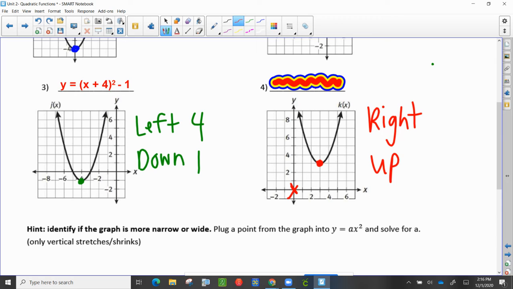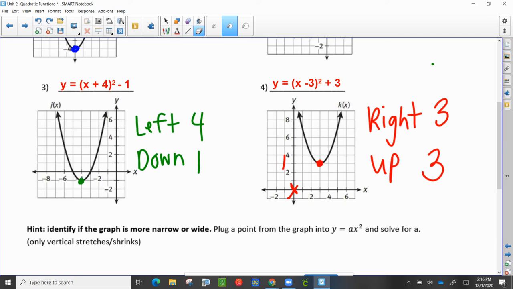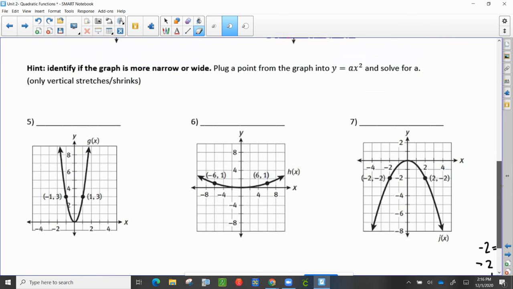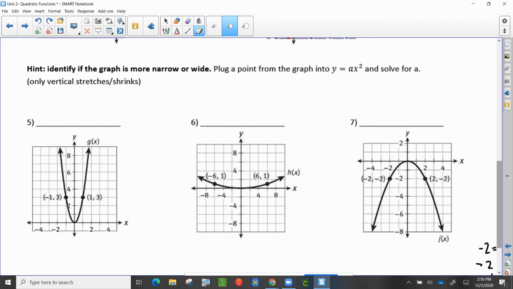Okay, I can see that it looks like it went to the right 3 and then up by 3. So if I had to write the equation, it should look something like this. Okay. So knowing your transformations will help you write the equations. Just got to know your rules, when to use minus and when to use plus. Okay, we're just going to finish up here with doing ones that are shrinks and stretches. Okay, so you can see they're all at the origin, so we don't have to worry about going left, right, up, or down. So there's our vertex at the origin.